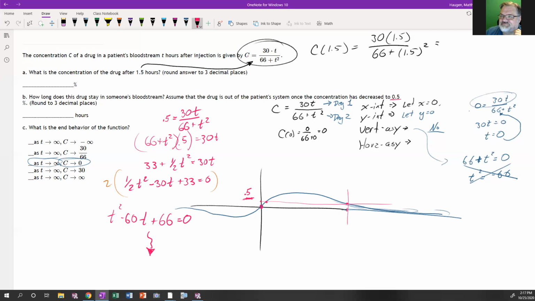Now, it'd be nice if it was factorable, but it doesn't look factorable. And frankly, I wouldn't expect it to be factorable. So throw that into the quadratic formula. We know the quadratic formula will give us 2 answers. One of those answers will be that first value on the way up. The second answer will be that value as the concentration falls. So that second answer as the concentration falls is what this question is looking for.